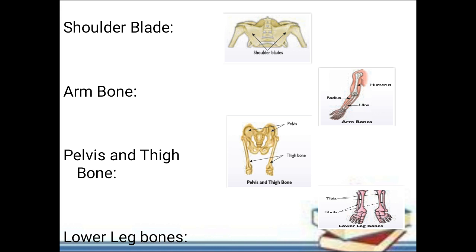Then the pelvis and thigh bone. The leg bone joins to the hip using the pelvis bone. This bowl-shaped bone helps balance our body weight on the legs. The thigh bone is also known as the femur. Then the lower leg bones. This portion starts from the knee to the ankle. It has two bones: the tibia and the fibula. The feet have 26 bones. The maximum number of bones in our body are in the feet and hands.